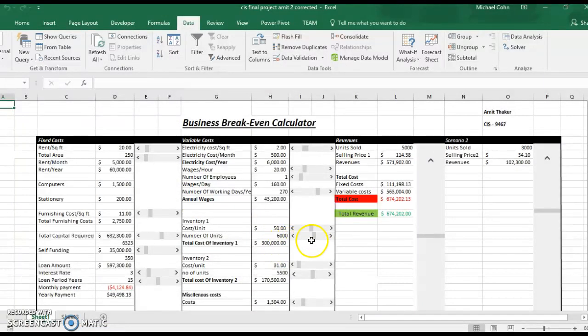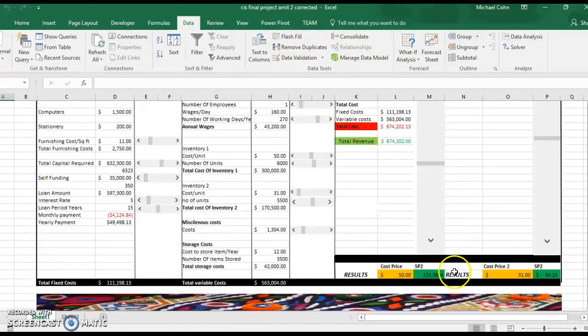Once that is done, you have the selling price of product 1 as $114 and the selling price of product 2 as $34. So if you sell 5,000 units of product 1 at $114 and 3,000 units of product 2 at $34, you should break even within the first year. These results are displayed in the results tab at the base of the worksheet, where you have the cost price and selling price of both the products.